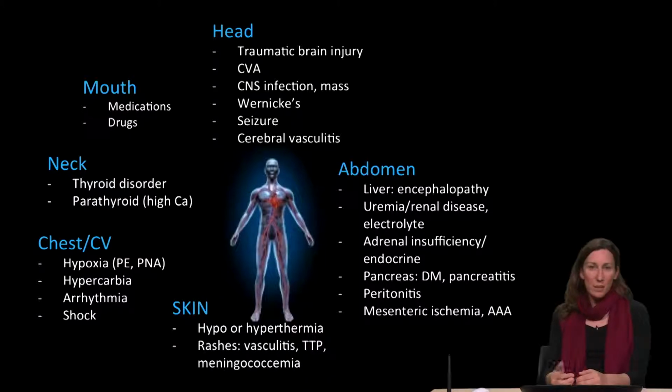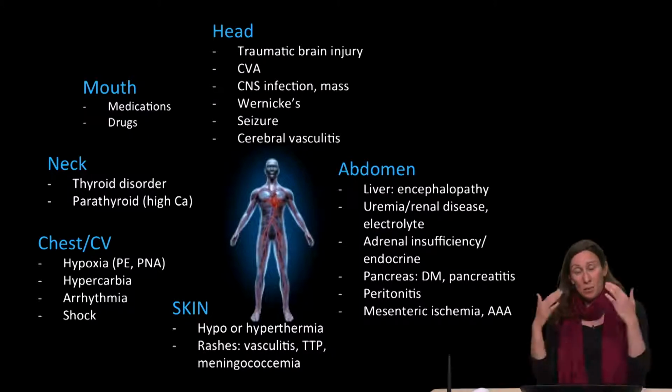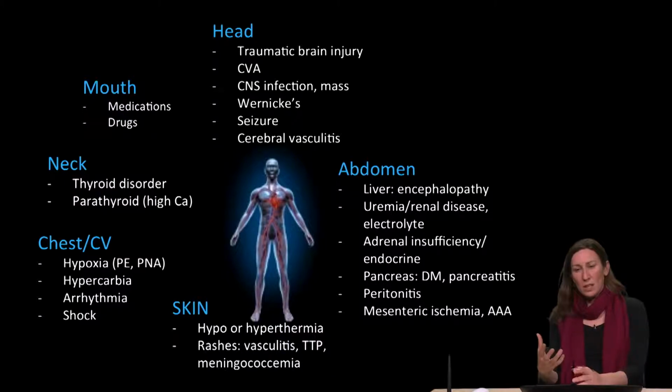So as you're examining the head, thinking about traumatic brain injury, thinking about strokes or central nervous system infections or masses, thinking about Wernicke's encephalopathy, seizures, or cerebral vasculitis. Again, it's an extensive list. This is not a complete list on the slide, but it's just to get you thinking about potential causes that really are located in the brain or head. Examining the mouth. As we move down in our exam, really I use this as a chance to think about medications, toxicities, and substance abuse. So anything the patient may be taking in through the mouth.